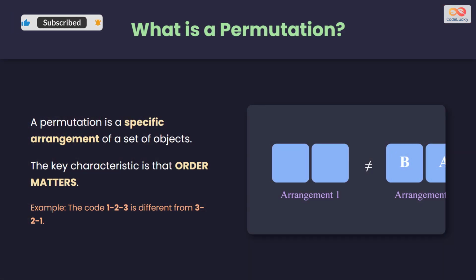First, let's define what a permutation is. Simply put, a permutation is a specific arrangement of a set of objects where the order matters. For example, the arrangement A followed by B is distinct from B followed by A. If you change the order, you have a new permutation.